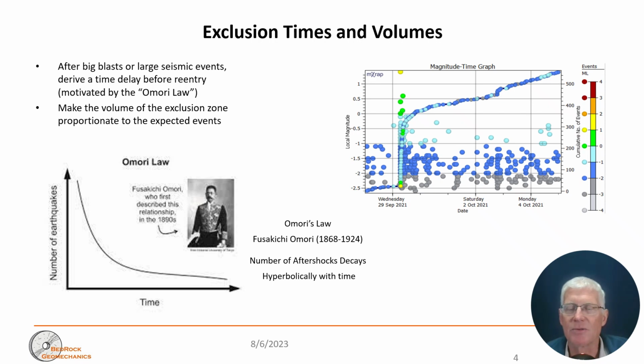So the data on the right shows the number of events. There's a big blast at the vertical green area there on Wednesday, and there's then a number of fairly high magnitude events. Those are the green ones, and then those drop off with time, and you get back to the background, which is the much smaller blue and gray events after a couple of days.